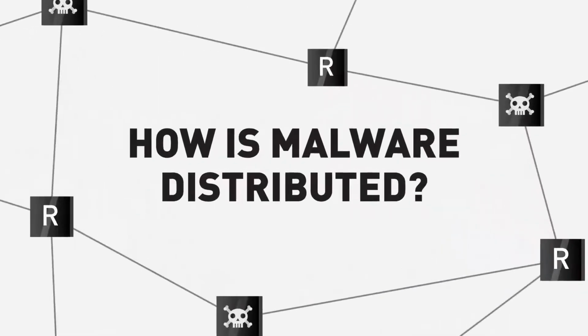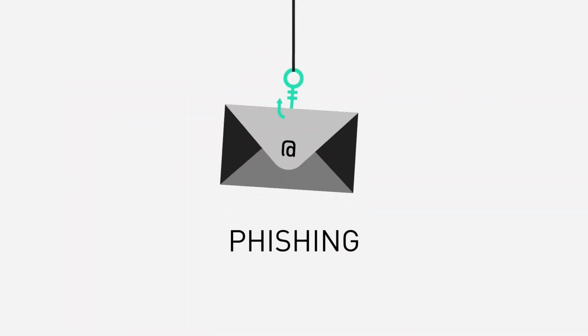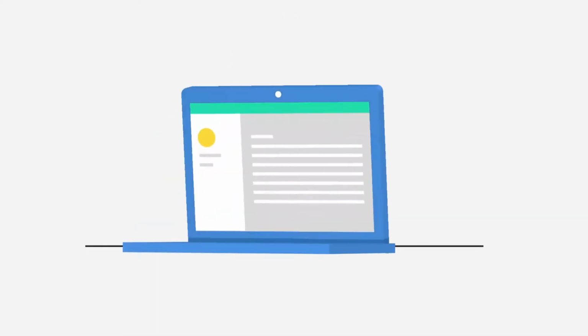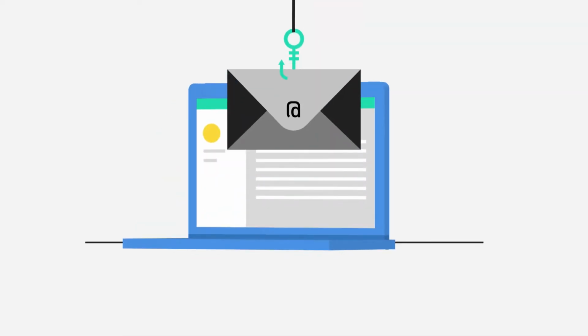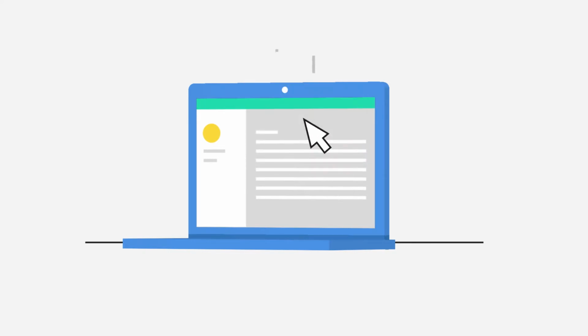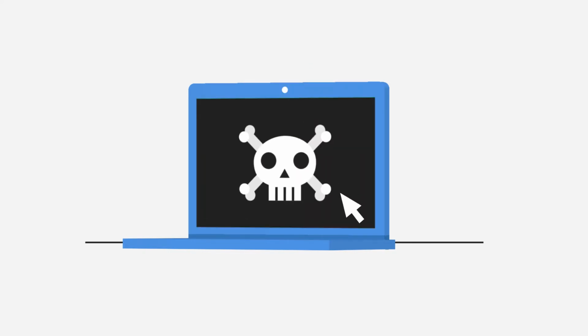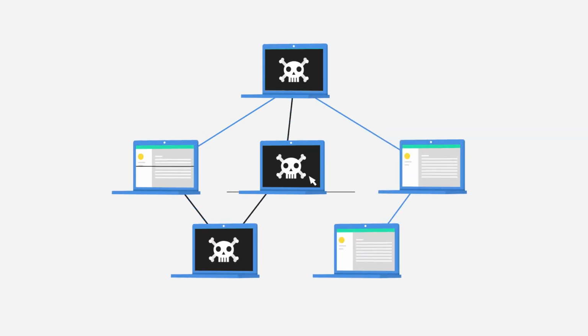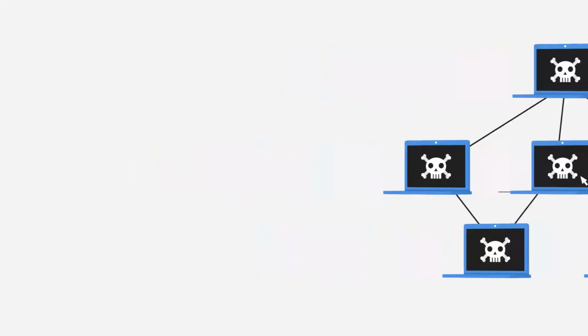How is malware distributed? Phishing. In the context of ransomware, phishing emails are one of the most common forms of malware distribution. The victims usually get infected through compromised email attachments or links that are disguised as legitimate. Within a network of computers, one single victim can be enough to compromise a whole organization.